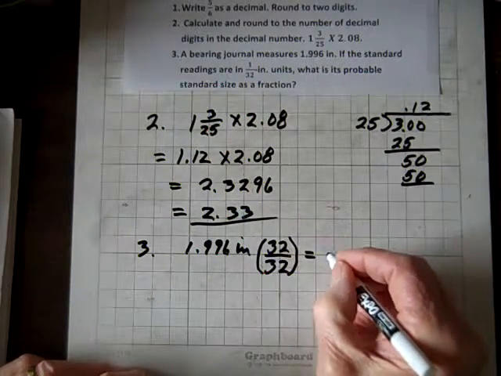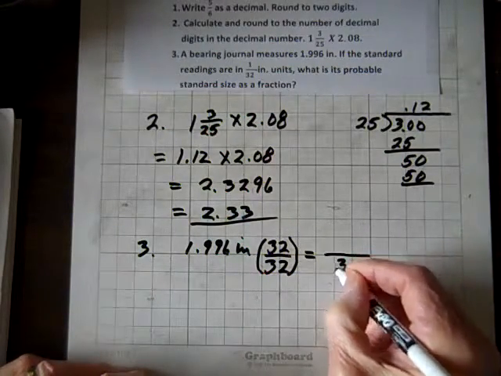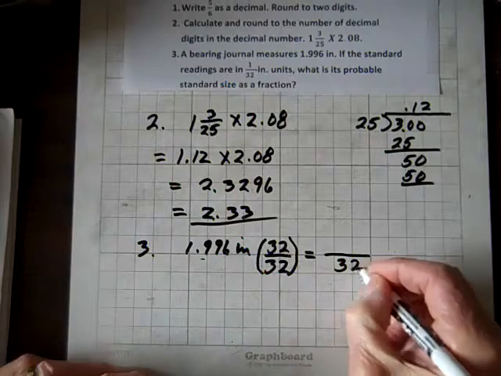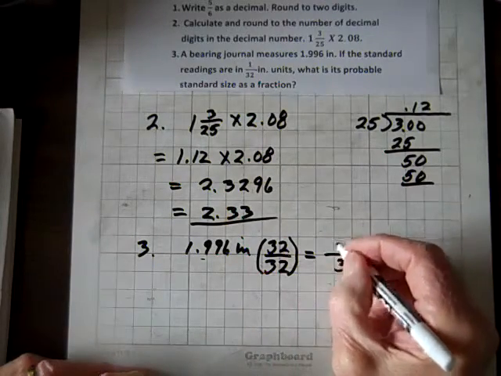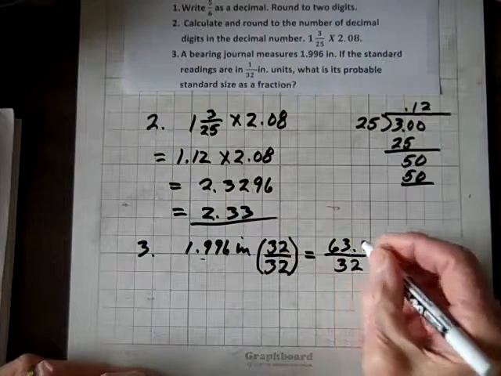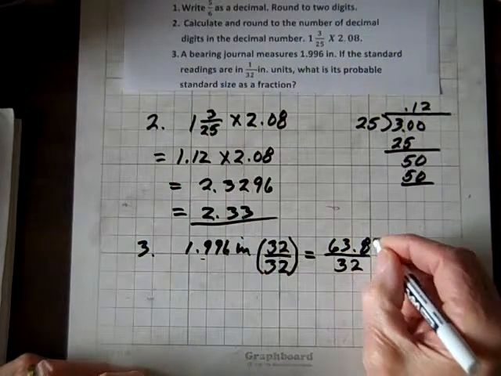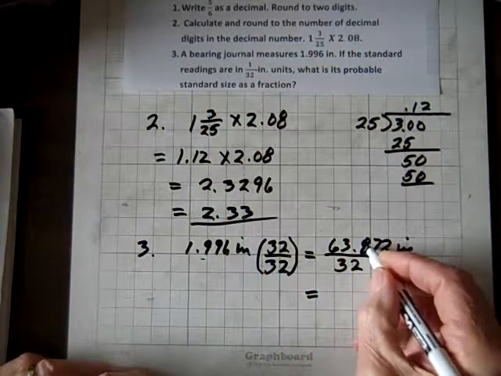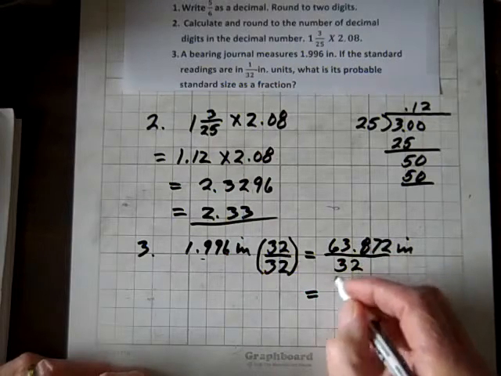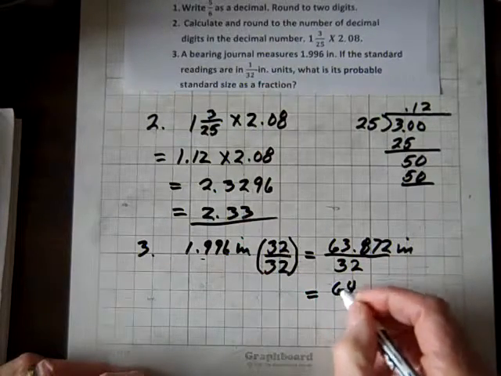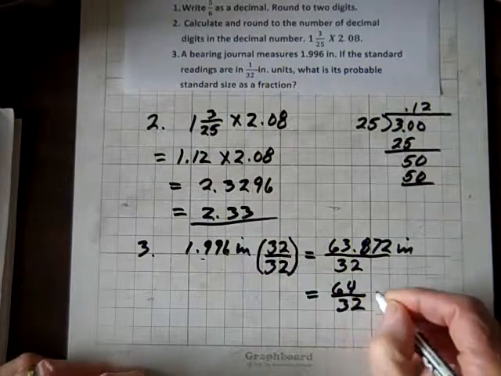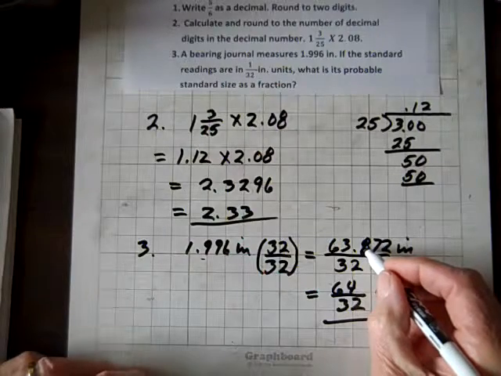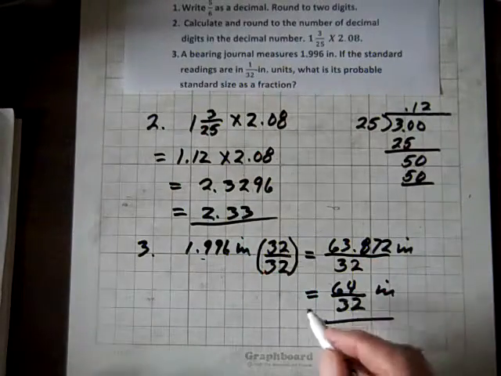And when we do that, the denominator here is 1. So 32 times 1 is 32. And 32 times this numerator, we get 63.872 inches. So we're going to round up to the nearest integer, and that'll make that 64 over 32 inches. And we round it up because 8 is greater than 5. So we round up. Okay, we're done.